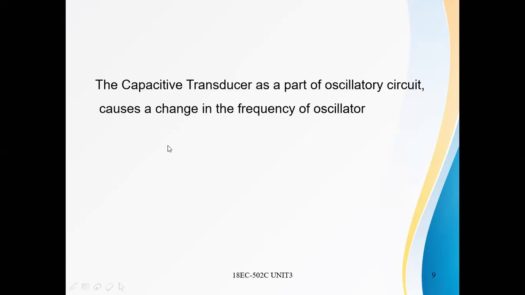Next, this capacitive transducer is a part of an oscillatory circuit. If it is a part of an oscillatory circuit, this change causes a change in the frequency of the oscillator.